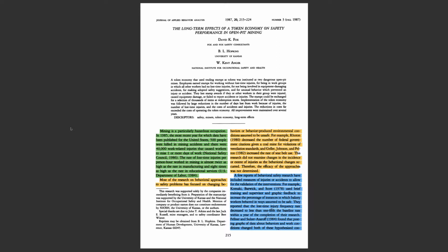Specifically, moving from very general to very specific, and how I encourage you to arrange your review papers accordingly. What I wanted you to do for your outline for last week's assignment was to take that review paper and figure out what are the critical pieces of information that you need to translate into a shorter 5 to 8 page introduction. The introduction that I'm going to show you is from the article, Long-Term Effects of a Token Economy on Safety Performance in Open Pit Mining.